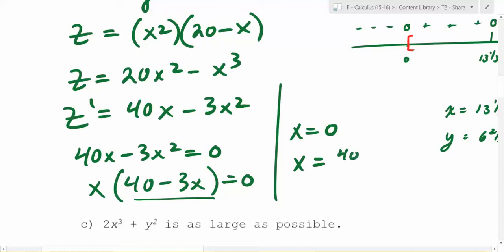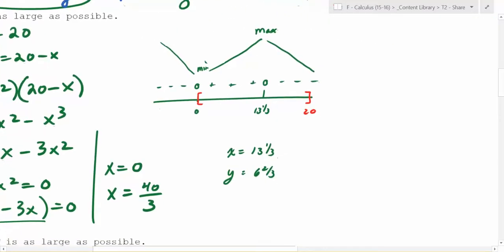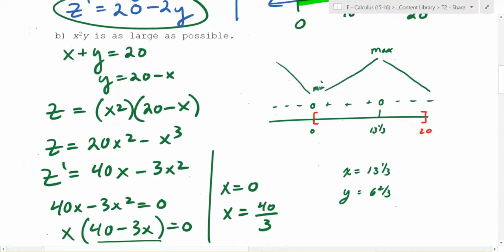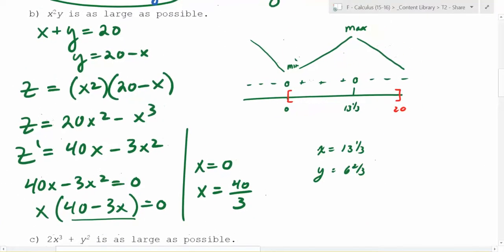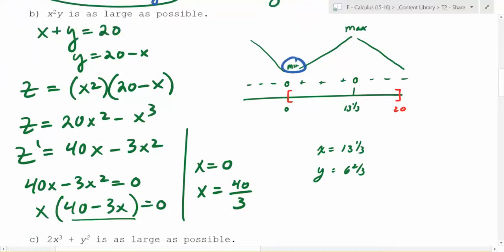40 over 3. I left the sign chart there just so you could see it. So you get those two numbers. If x is 0, why is it problematic? Well, z is going to be 0. What's 0 times anything? 0. So it's definitely not going to be there. So we hope that this is a max.